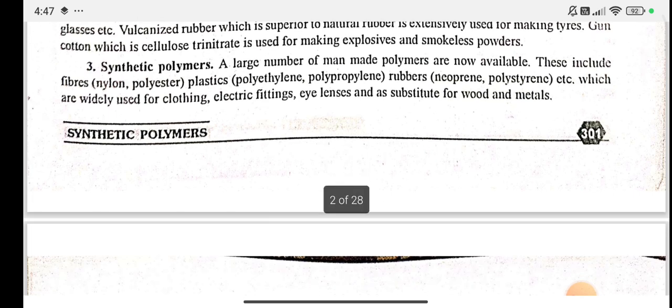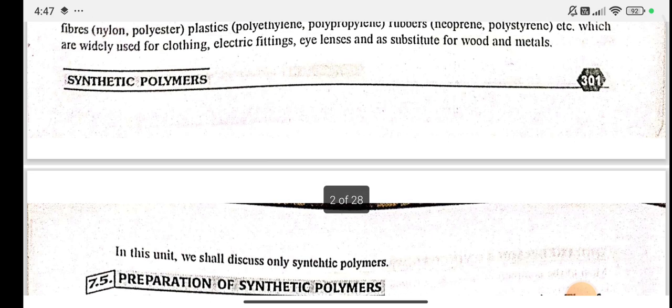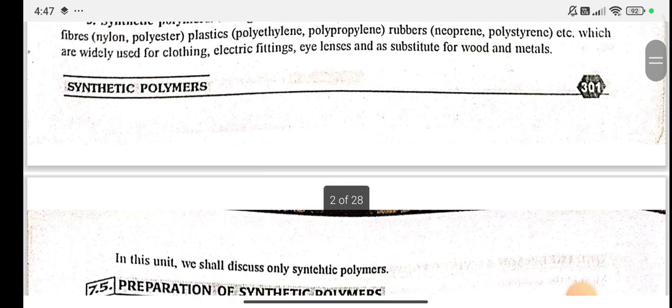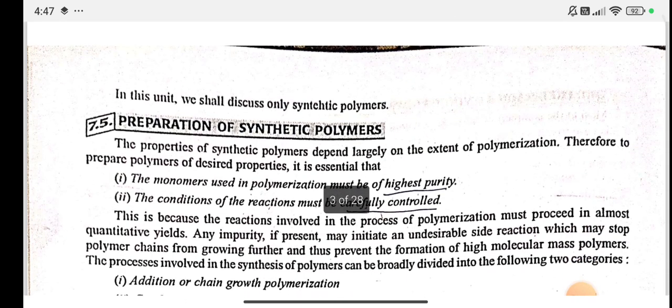Synthetic polymers. A large number of man-made polymers are now available. These include fibers like nylon and polyester, plastics like polythene, polypropylene, and polystyrene, and rubbers like neoprene, which are widely used for clothing, electric fittings, eye lenses, and as substitutes for wood and metals. In this unit, we shall discuss only synthetic polymers.